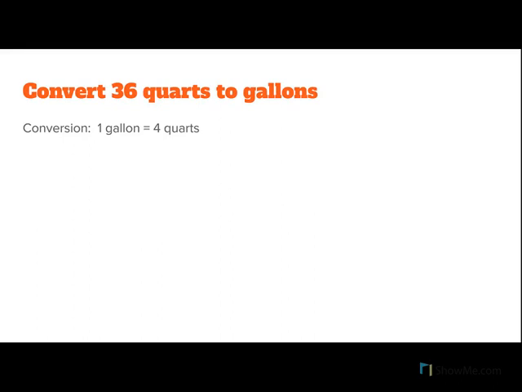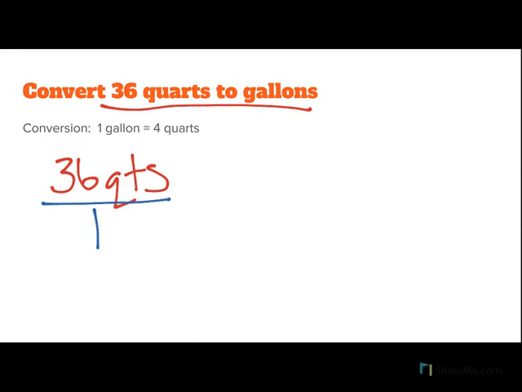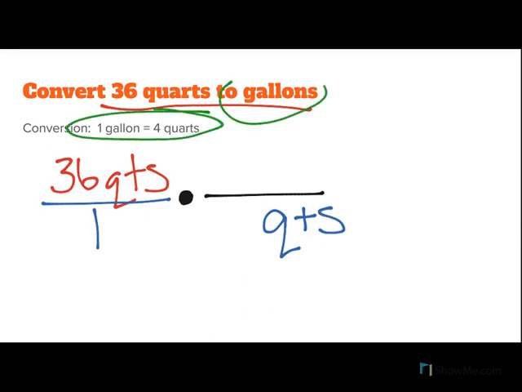This one says convert 36 quarts into gallons. So I have 36 quarts, and my goal is to convert this to gallons. I'm going to put this over 1. Now I'm going to multiply by my fraction line. I currently have quarts on top, so I want to make sure quarts are on the bottom, to cancel. Then I'm going to use my conversion factor. I want to get to gallons, so gallons goes on the top. And then I'm going to use these numbers listed here: 1 gallon is equal to 4 quarts.